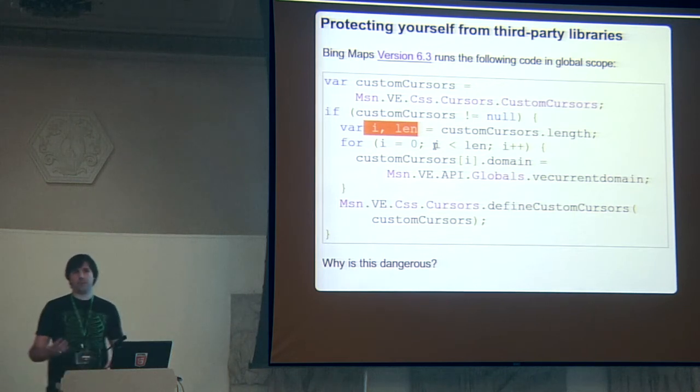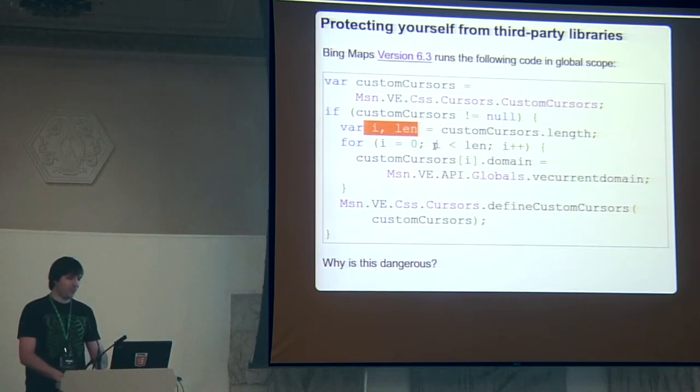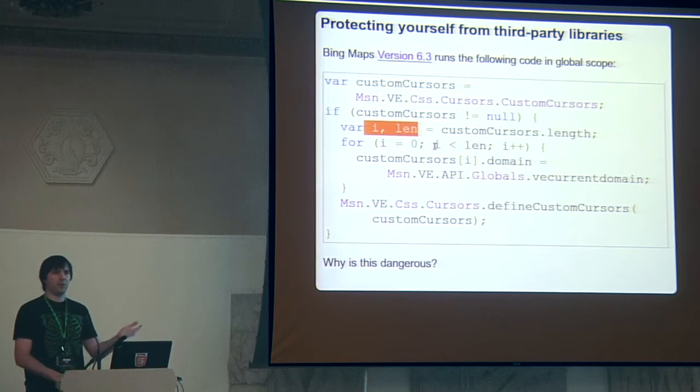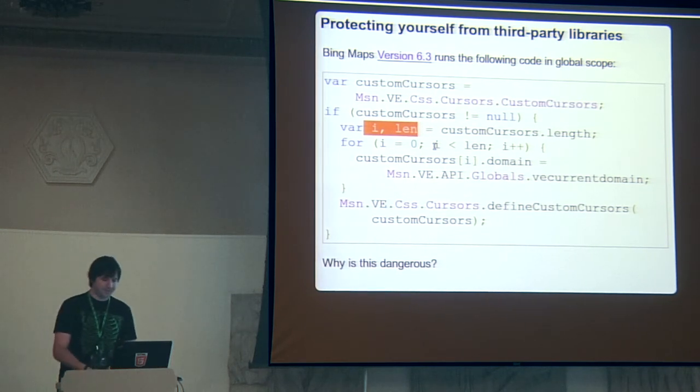So here's an example. Why would this be a problem? Who cares what the global definition of i and len is? Whenever you're going to use it, you're probably going to reassign it and that sort of thing, and you'd override whatever this Bing Maps code did.